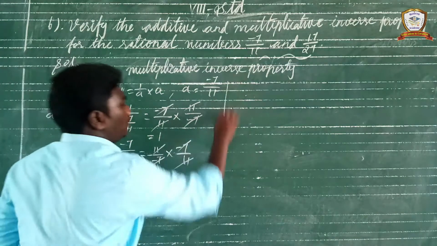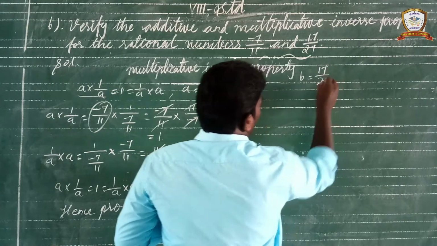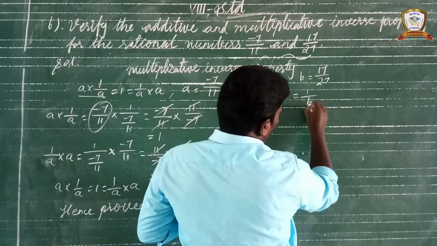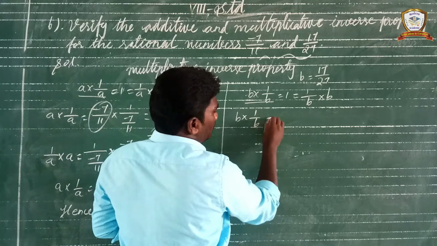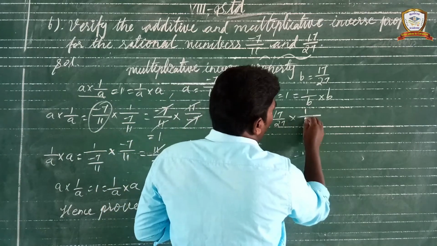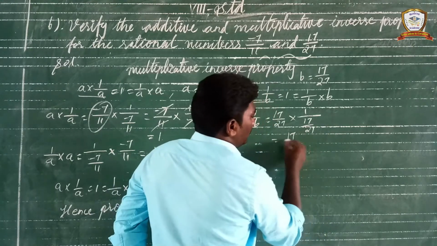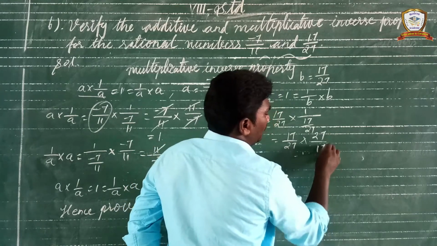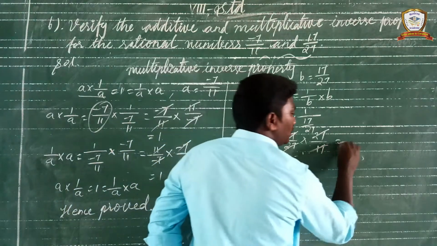The next one, you take B. So here B is equal to 70 divided by 27. B into 1 by B is equal to 1 is equal to 1 by B into B. First we take LHS. B into 1 by B is equal to B, which is 70 divided by 27, into 1 by 70 divided by 27. So this one, 70 divided by 27, you take the reciprocal here, 27 divided by 70. 70 cancels, 27 cancels. Therefore your last answer is 1.